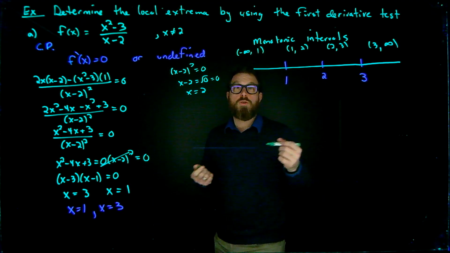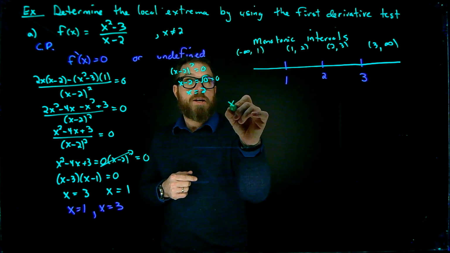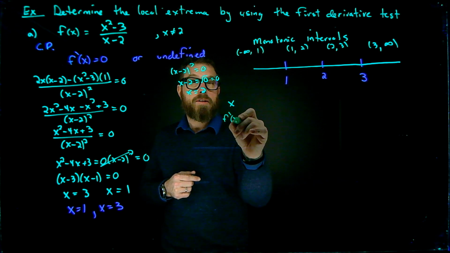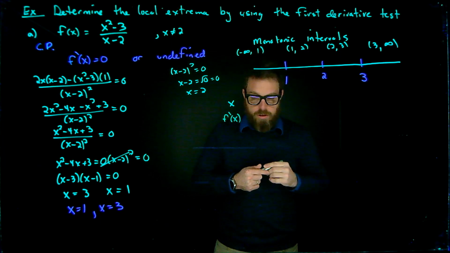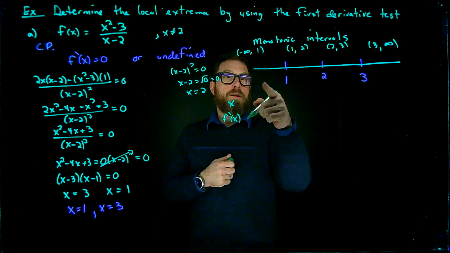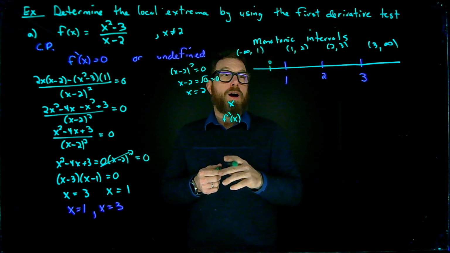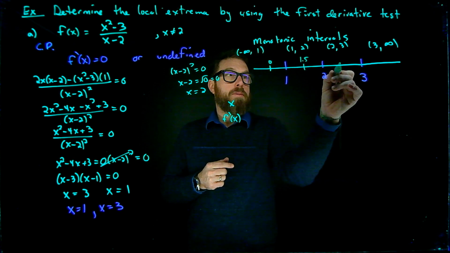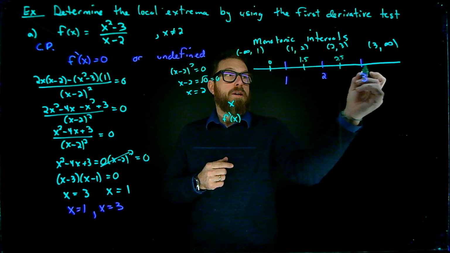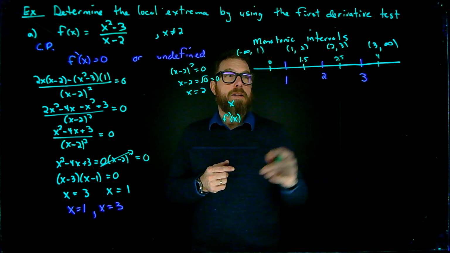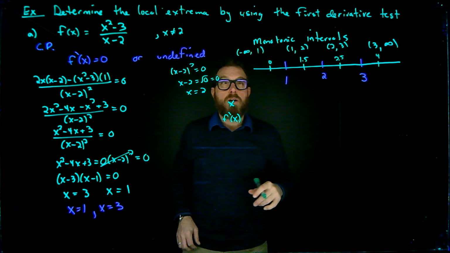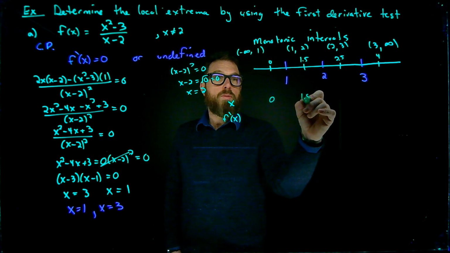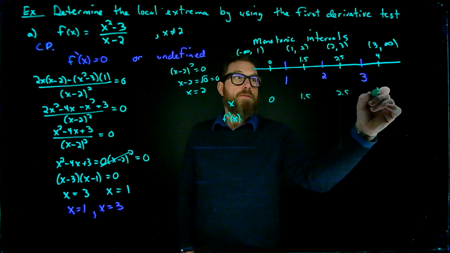Okay, so what I have to do is pick an x value in this particular interval, plug that into the derivative and see if it's greater than or less than 0. So I'm picking an x value, and here, every time I can pick 0, I sure will. Here I'm going to pick 1.5. Here I'm going to pick 2.5. And here I'm going to pick 4. Again, it doesn't matter. Just got to pick a number in there. All right, so x equal to 0, 1.5, 2.5, and 4.